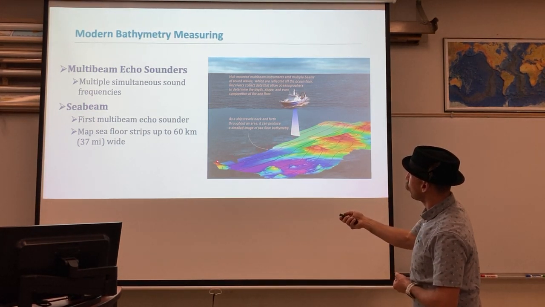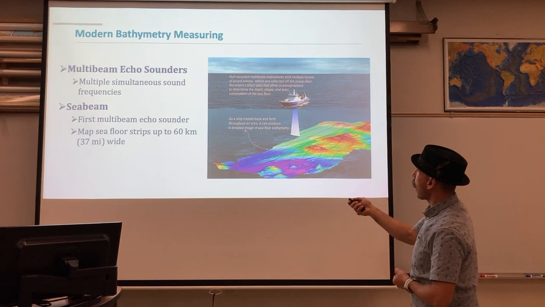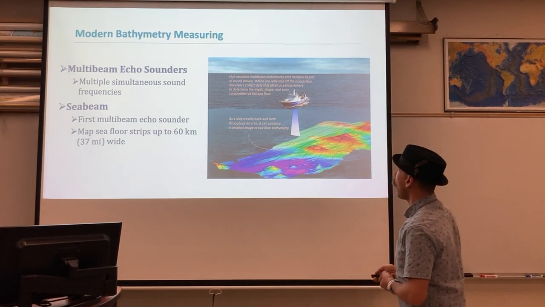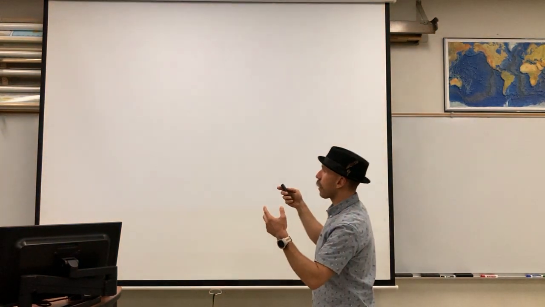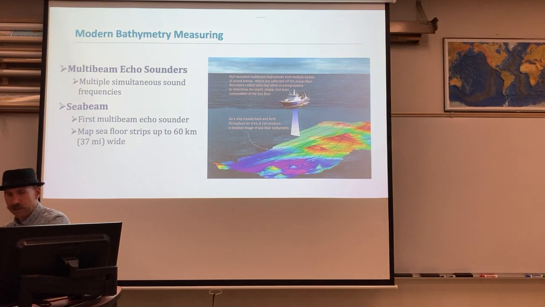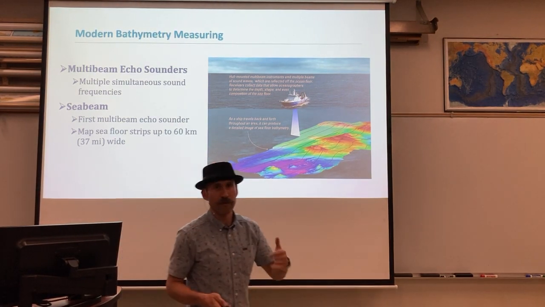Moving further on, technology and time developed, and multi-beam echo sounders allowed swaths of the seafloor to be recorded, and these seafloor strips up to about 37 miles wide started to give a more accurate representation of exactly what it is that's going on the ocean floor.